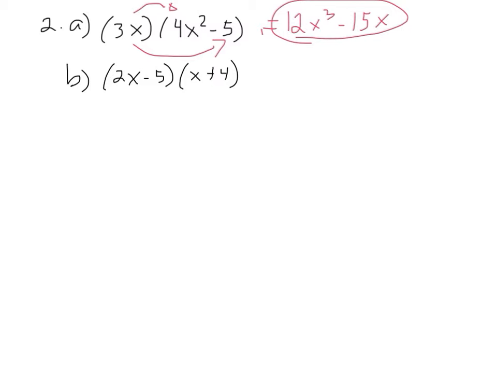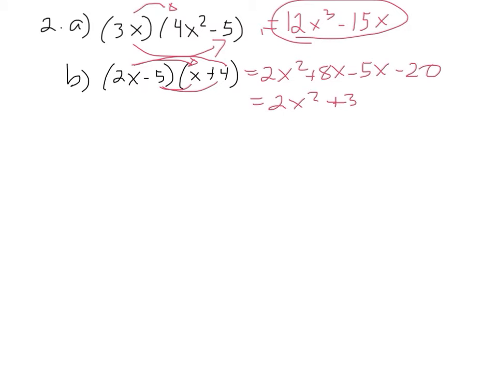All right, here we need to FOIL. So first, 2x times x gets me 2x squared, then 2x times 4, so plus 8x, negative 5 times x, minus 5x, minus 5 times 4, minus 20. Combine like terms, 2x squared plus 3x minus 20 is your final answer.